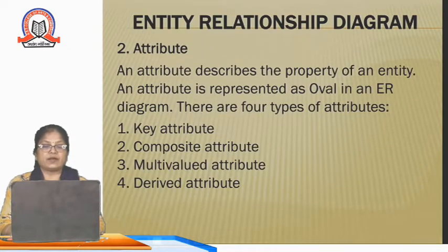Now we'll see the attribute. There are different types of attributes. An attribute describes a property of an entity. An attribute is represented as oval in ER diagram, and there are 4 types of attributes: key attribute, composite attribute, multi-valued attribute and derived attribute.